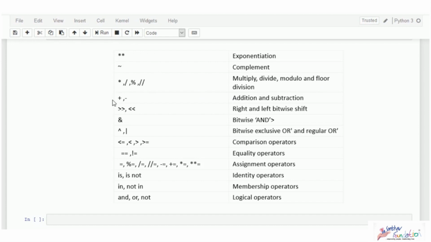After that only we execute additions or subtractions, followed by bitwise operators. All these three are bitwise operators. Then we have the comparison operators, followed by equality, and then assignments, then identities, memberships, and logical operators. You need to remember this order of precedence because that will help you understand in what order the interpreter evaluates expressions, so that you don't get the wrong values by performing a different order of execution.